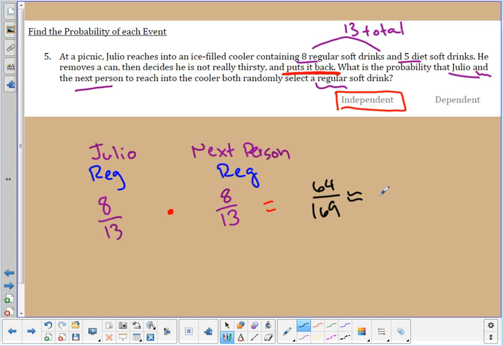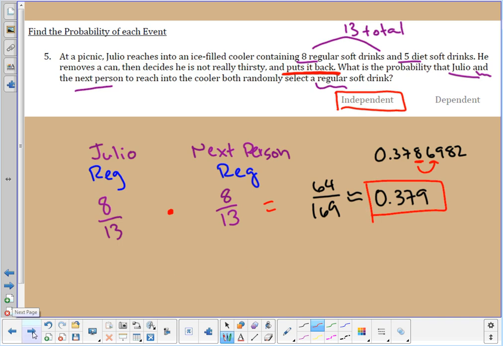I always like to round to the 3rd decimal place, and in that case it would be 0.379. And when we're rounding to the 3rd decimal place, this is the decimal that I got on my calculator, 0.3786982. So if I want to round to the 3rd decimal place, I need to look at the 6. And the 6 tells me to put the 8 up 1, so I go up to 9. Remember, that's where I turn into an approximately equal to. So this is my probability. It's approximately 0.379.